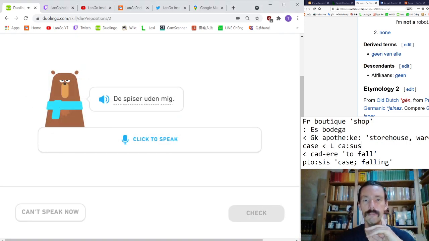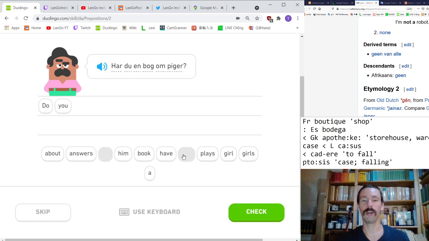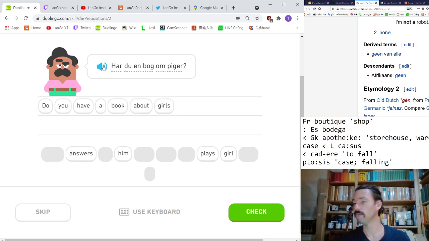De spiser uden mig. They eat without me. De spiser uden mig. Har du en bog om piger? You have a book about girls. Har du, do you singular, do you have en bog, a book about piger means girls. Har du en bog om piger?